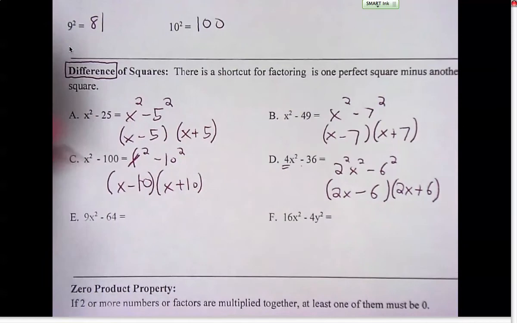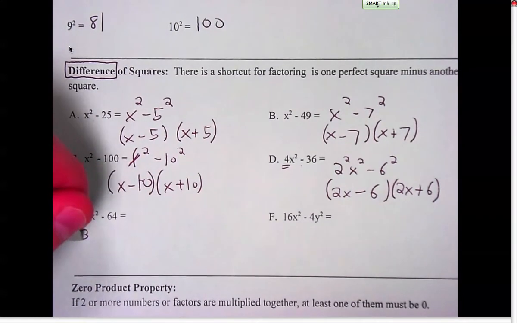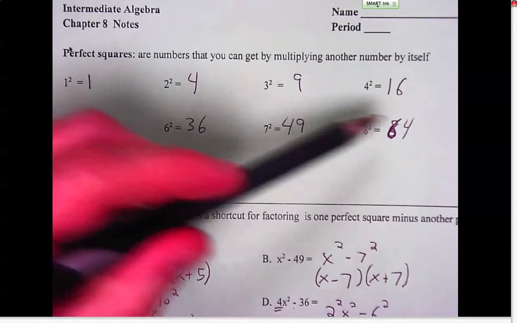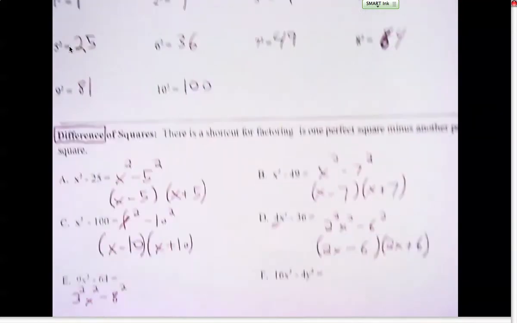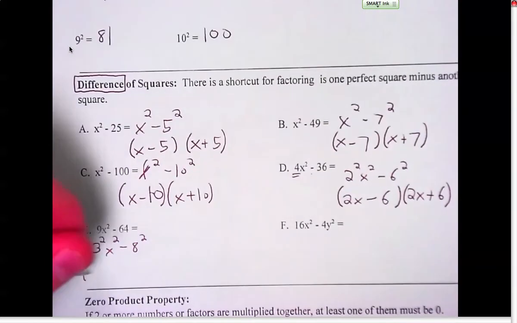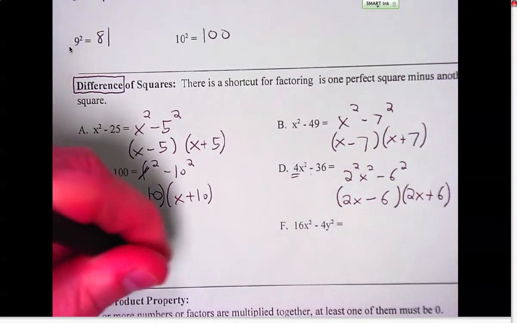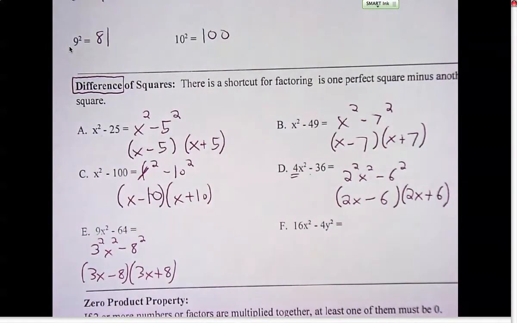Okay, so here we go. So 9x squared, that's 3 squared x squared. 64 is 8 squared, right? And if we don't remember those, we've got them up on our note sheet, right? There's 64, it's 8 squared. And so now I copy without the squares. I change a minus to a plus, and I'm good to go.